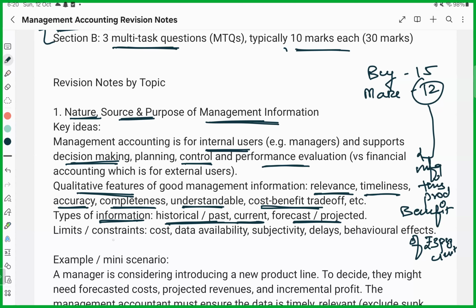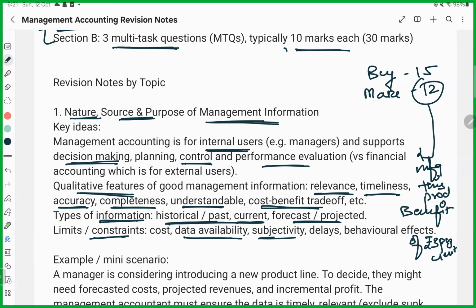What are the constraints? The data availability. As we saw in the previous example, the management did not have proper information about the labor cost. What labor will be chargeable, whether it's 2 rupees per unit or 5 rupees per unit. So it's a constraint for the management that sometimes complete information is not available.